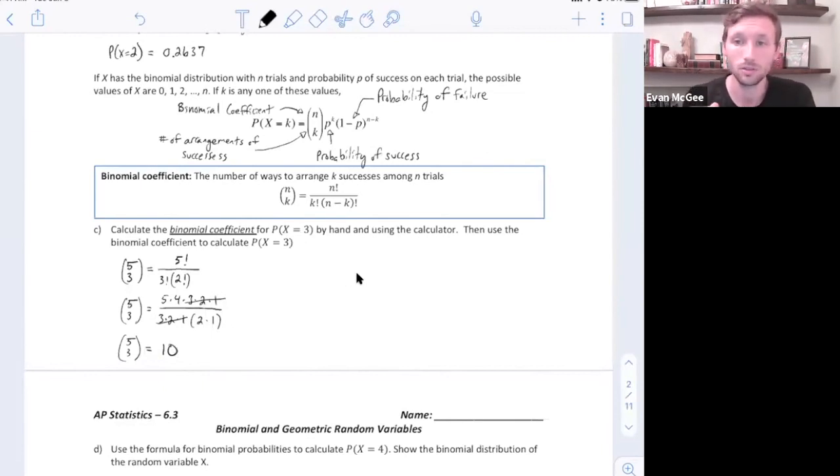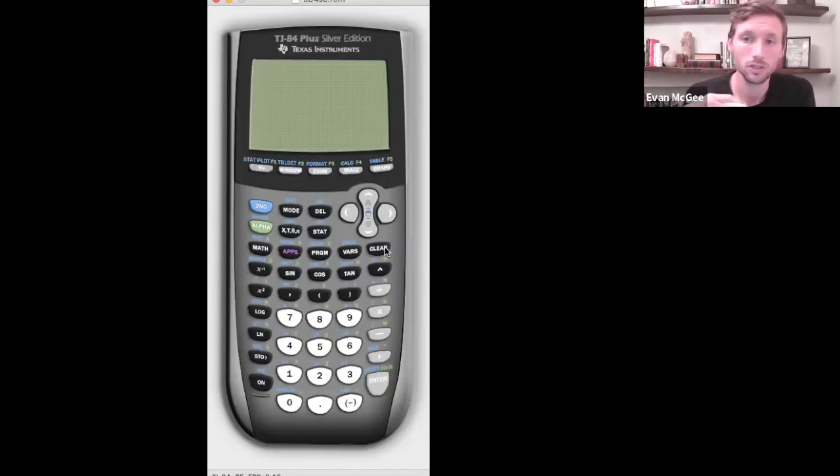Now I'm going to open up my calculator and show you how to do this on your calculator as well. So to find the binomial coefficient on the calculator, first I'm going to hit the number of trials, which was 5. Then I'm going to hit math and go over to probability, and then find nCr. And then I'm going to enter the number of successes. So 5 choose 3. This is what I want it to look like. And it will do the factorials on its own and give me the answer as 10.